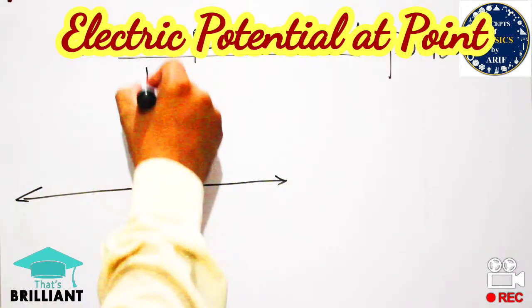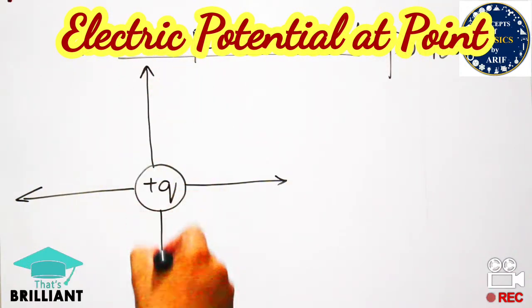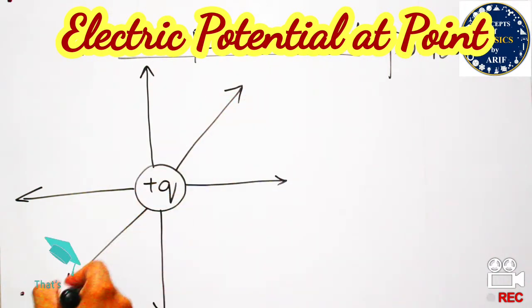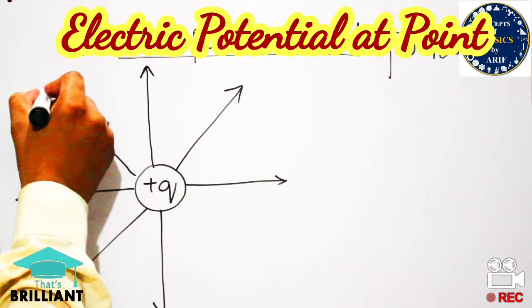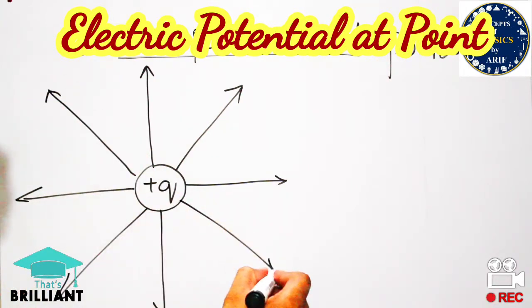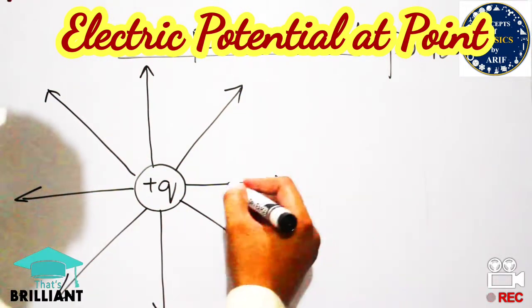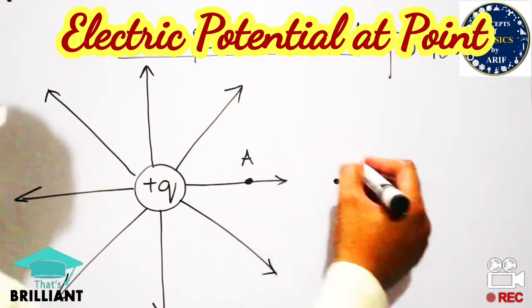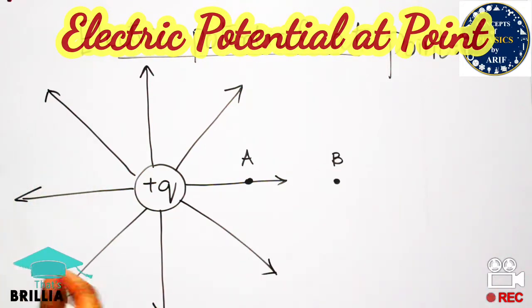So in this case I will draw a unit positive charge or test charge or a source charge, in which electric field lines propagate in all directions. So in order to further understand its behavior, we will place a point in order to calculate the electric field potential or electric potential at point A or point B.